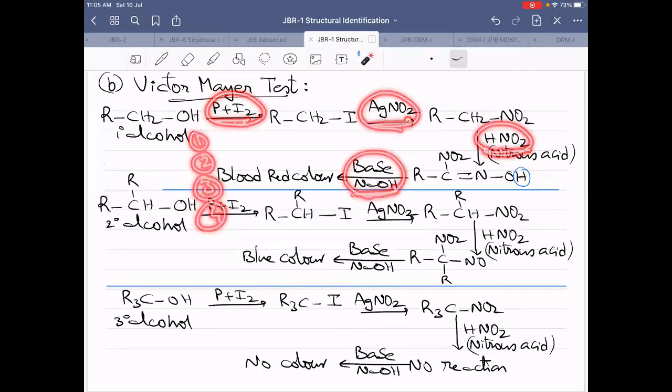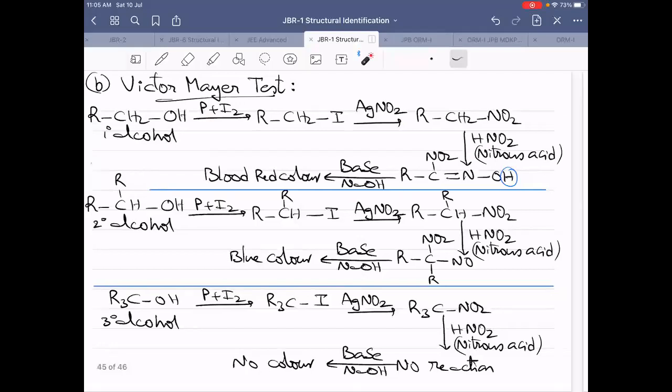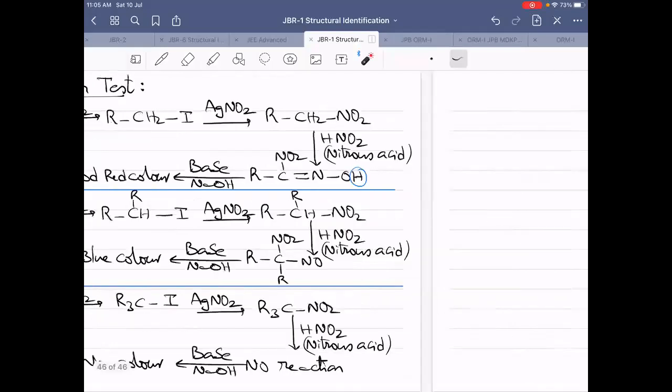Then if it is a primary alcohol, at the end you will be getting red color. If it is a secondary alcohol, by the end of adding all the four reagents in this particular sequence, you will be getting blue color. And if it is a tertiary alcohol, there will be no color formation. So with this simple logic, how the color is changing after the addition of these four reagents, you can identify whether the alcohol given is primary, secondary, or tertiary. Okay? So this is a Victor Meyer test. Copy this one.